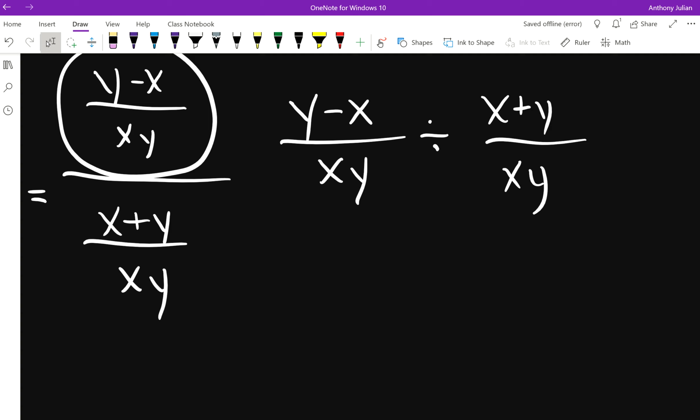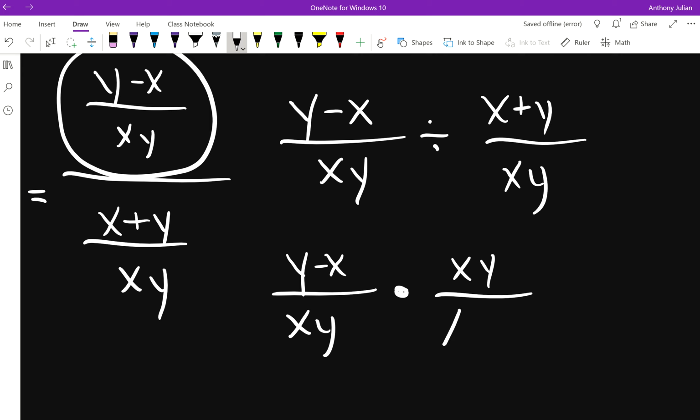All right, so now we'll do the keep, change, flip. y minus x over xy times, keep, change, flip, so I'm going to flip the second fraction, xy over x plus y. All right, that's much better. Now we do our canceling before we multiply everything over. I've got an xy here and an xy here. They turn into ones, and that's all I can do.